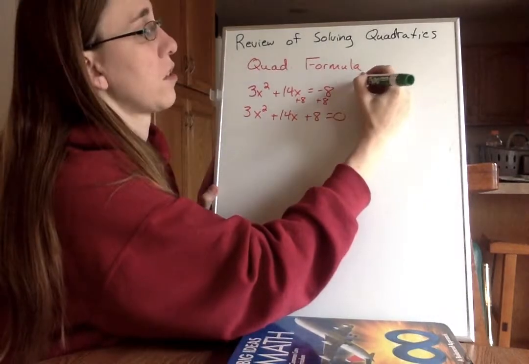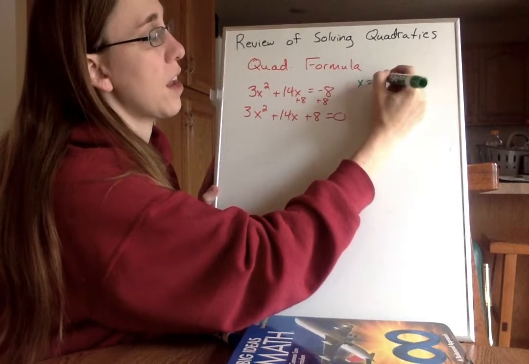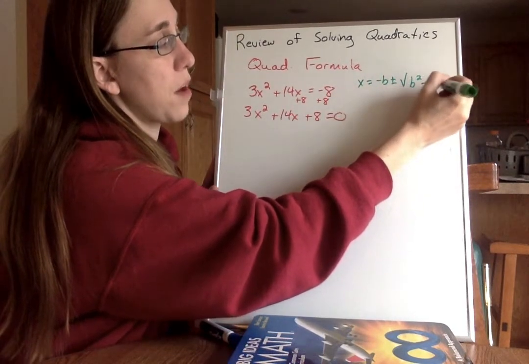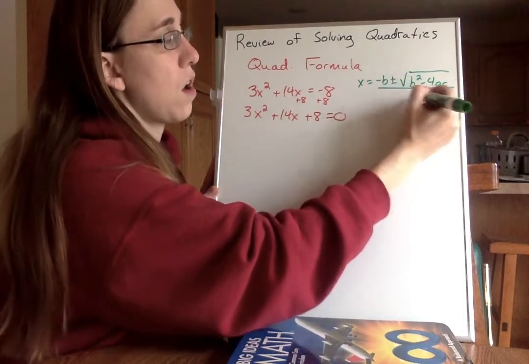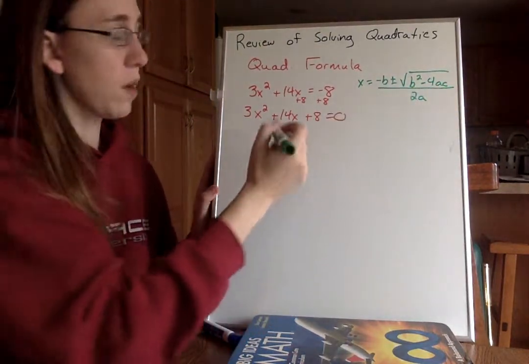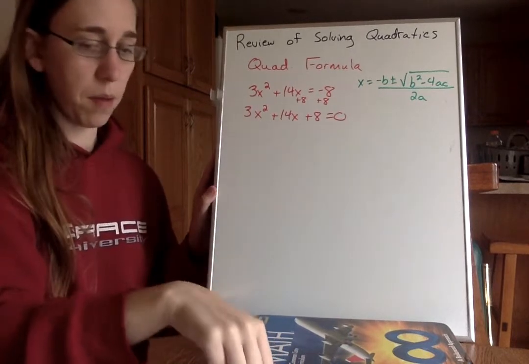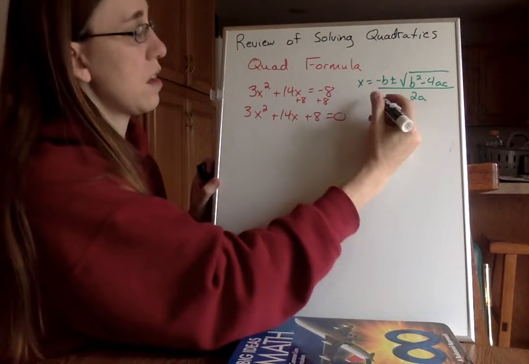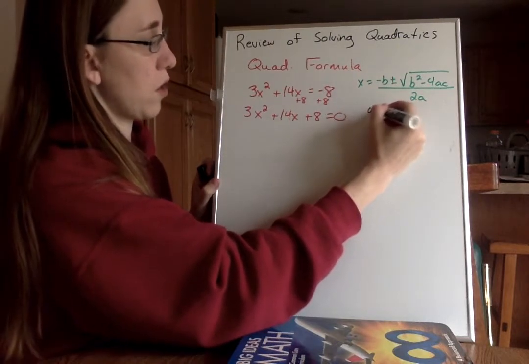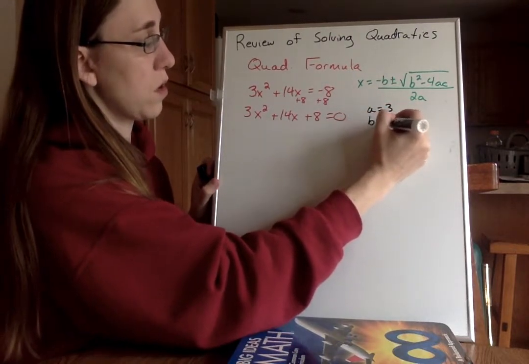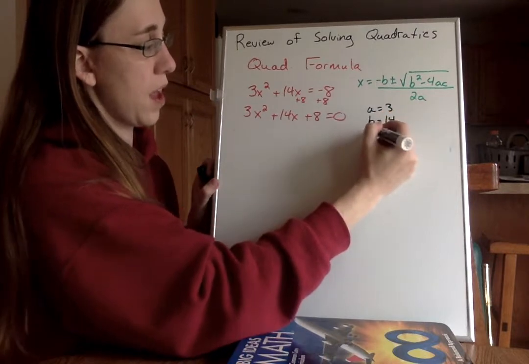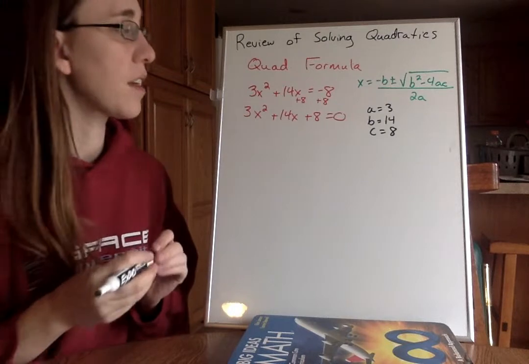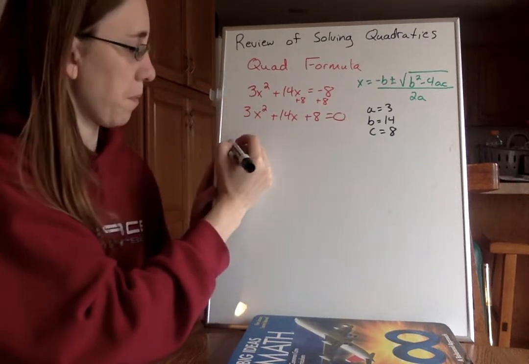I'll put it up here just in case you've forgotten already. Negative b plus or minus square root b squared minus 4ac all over 2a. So we need to identify our pieces. In this problem, remember it goes a, b, c. A is always with your squared term, b is always with your x term, and c is always your constant. So once you have those pieces identified, now we plug them in.